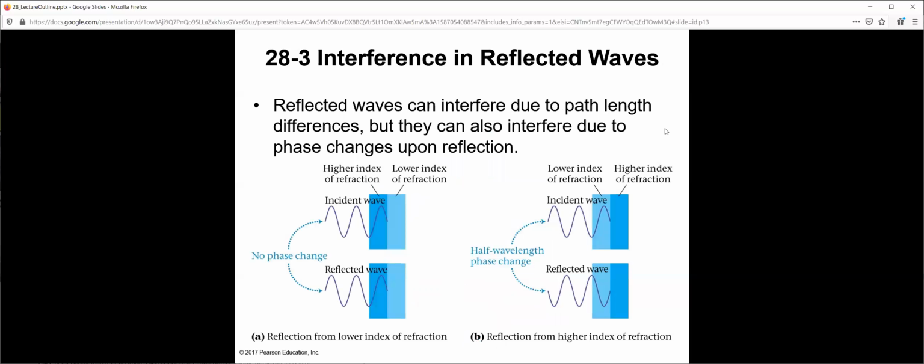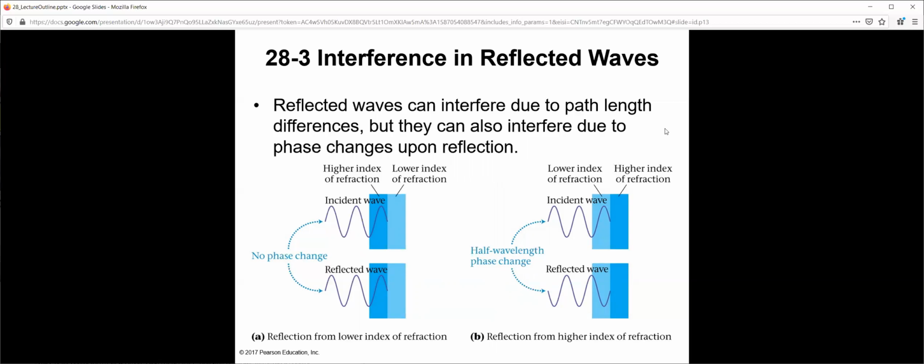So let's talk interference and reflected waves. Reflected waves interfere due to path length differences, but they can also interfere due to phase changes upon that said reflection. On the left here in A, we have reflection from a lower index of refraction, meaning the wave entered the higher index of refraction, went through it, bounced off the lower index of refraction.